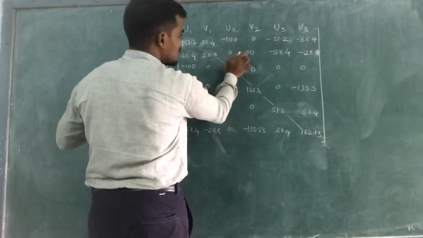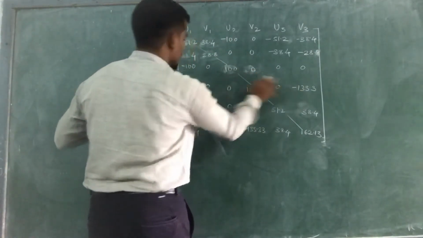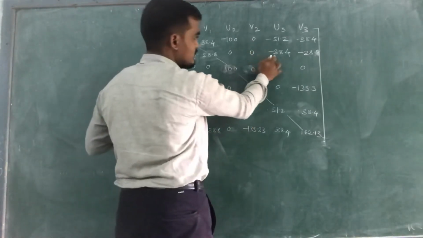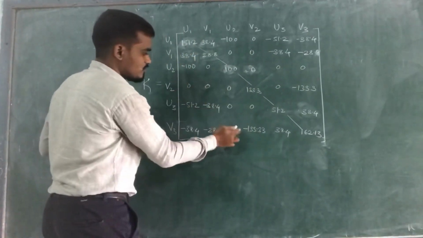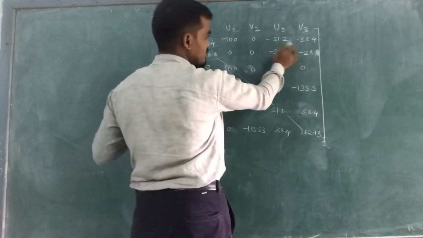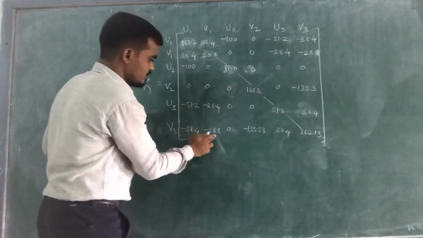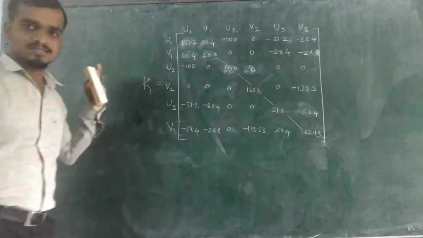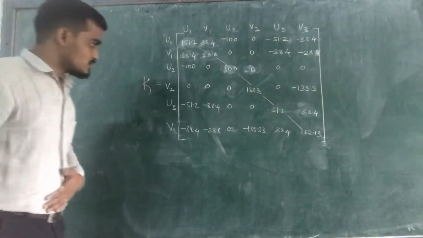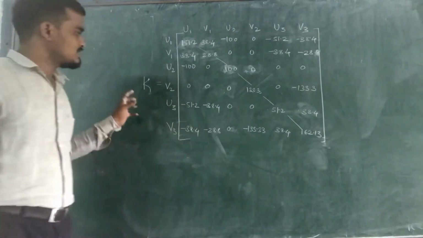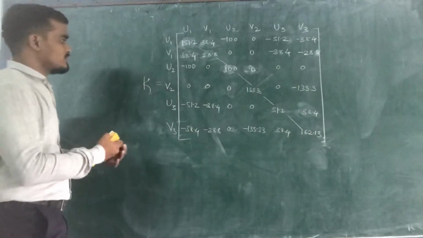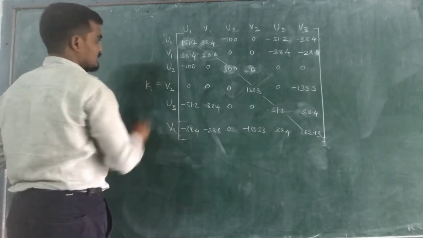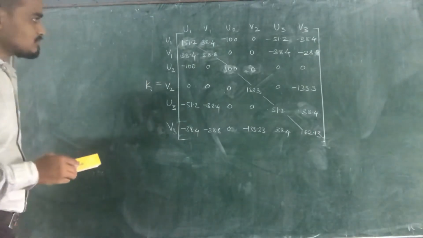So minus 100, 0, 0, minus 133. Similarly, 0, minus 38.4, 0. Similarly, minus 51.2, 28.2. And last one is 38.4, minus 38.2. So it means it is symmetric. Okay. So we conclude that it is correct. So in this way, you will get the final global stiffness matrix. Okay.